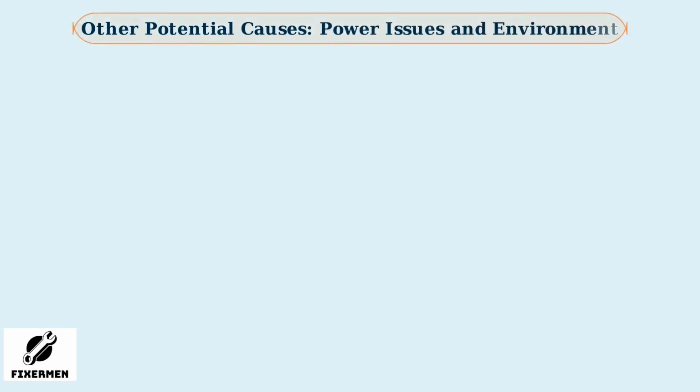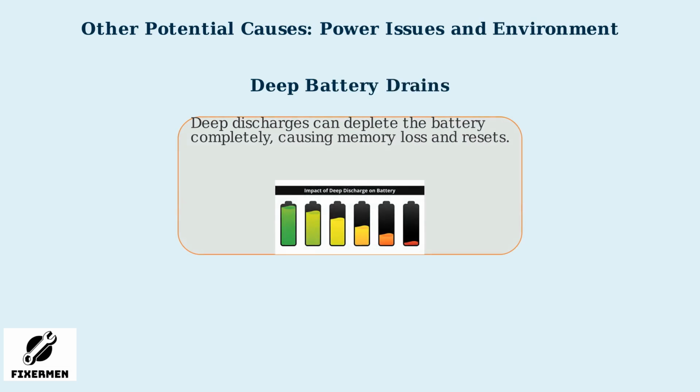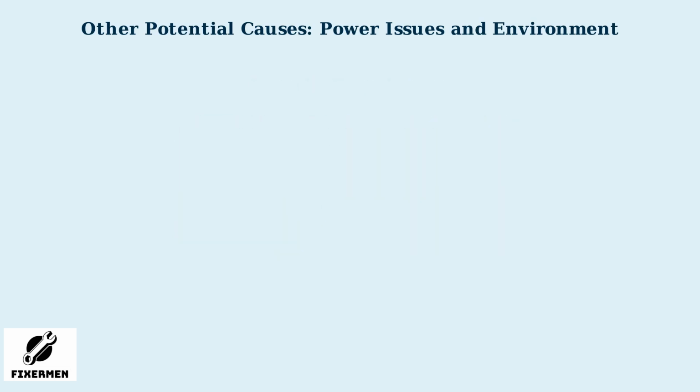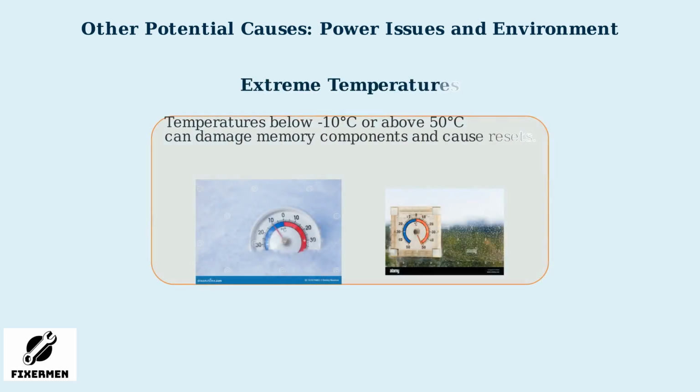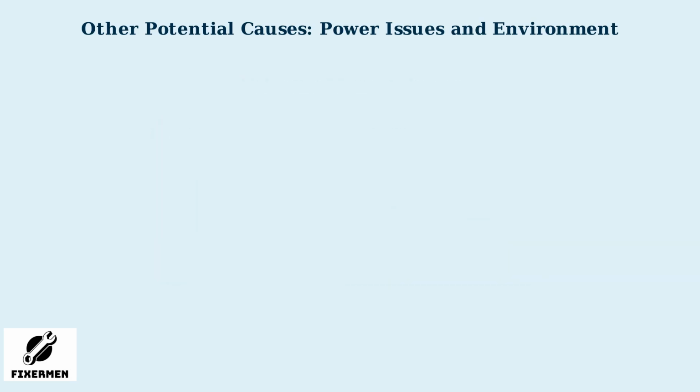Besides firmware updates, other factors can also cause Escort radar detector settings to reset automatically. Let's explore the main environmental and power-related triggers. One common cause is deep battery drains. When the battery is completely depleted, it can lead to loss of volatile memory, causing your settings to revert to factory defaults. Extreme temperatures are another culprit. Cold below 10 degrees Celsius or heat above 50 degrees Celsius can affect the memory chips, leading to automatic resets. Avoid exposing your detector to such conditions.